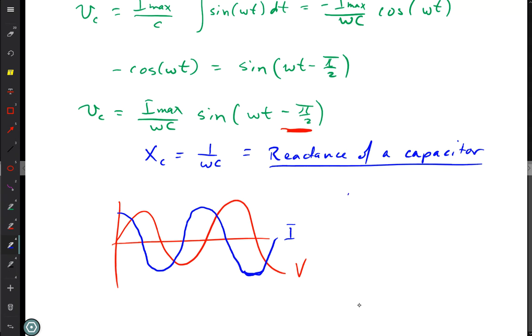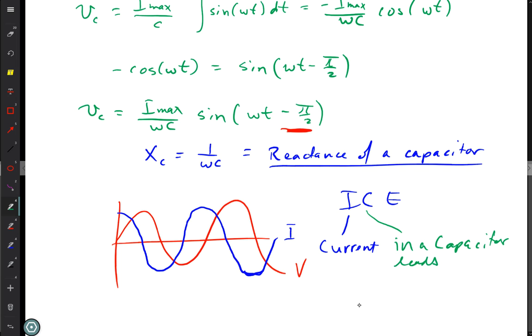And so we use ICE to remember the phase difference: the current in a capacitor leads the voltage, the EMF. So the E in ICE stands for EMF.